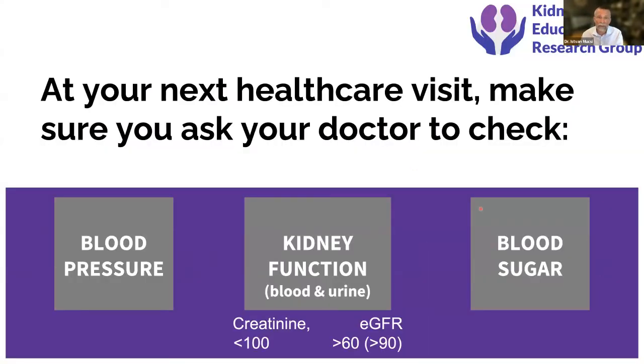So when you see your doctors, especially if you have any of the risk factors that we spoke about before, you need to make sure that both your blood pressure and blood sugar are checked. And you need to have tests for kidney function, both from the blood, which is usually measured by creatinine, and the normal range is usually less than 100, 120.